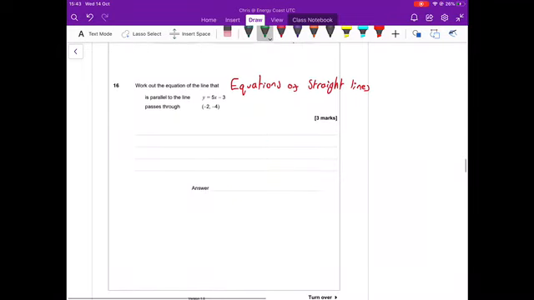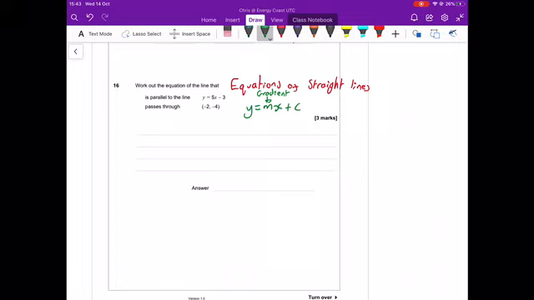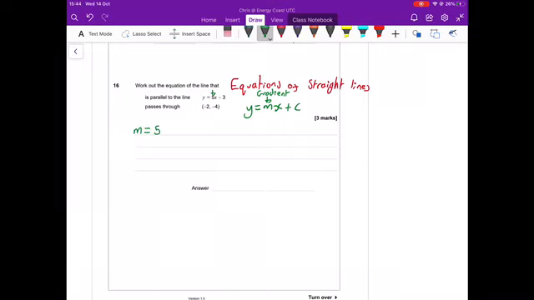Question 16. Equations of straight lines. You need to know this: any straight line is written as y equals mx plus c, where this m thing is what we call the gradient, okay? And that tells you how steep it is. So in this case, let's just have a look at it. y equals something x plus c. The only bit I really care about for this question is the gradient, so I'm going to write here that m is equal to 5.